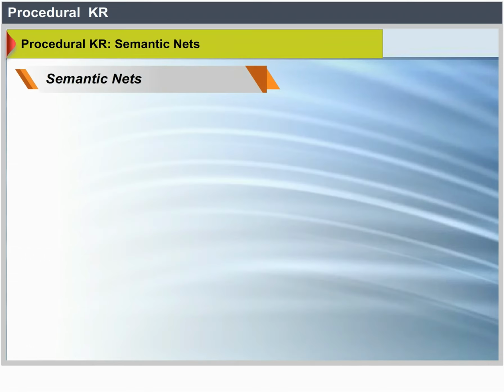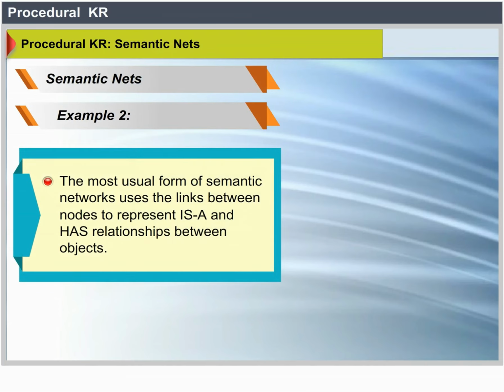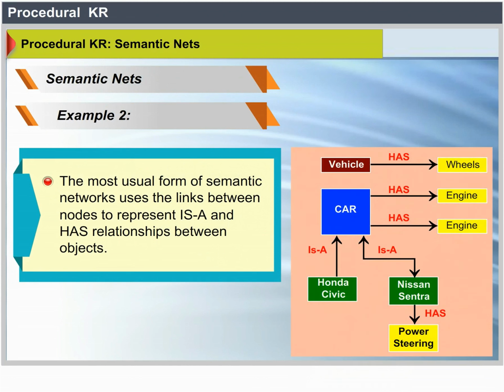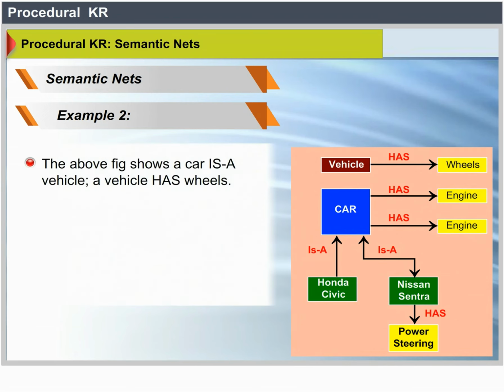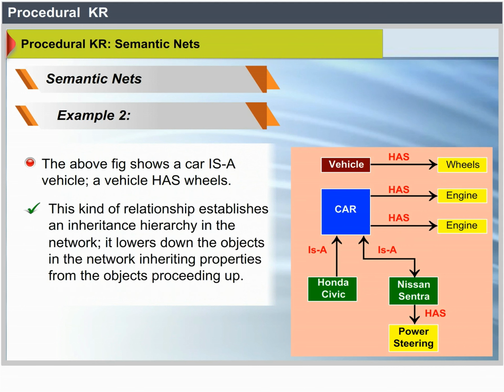Semantic nets, example 2. The most usual form of semantic networks uses the links between nodes to represent is-a and has relationships between objects. The example given here shows a car is a vehicle and a vehicle has wheels. This kind of relationship establishes an inheritance hierarchy in the network. Objects lower down in the network inherit properties from the objects preceding them up the hierarchy.